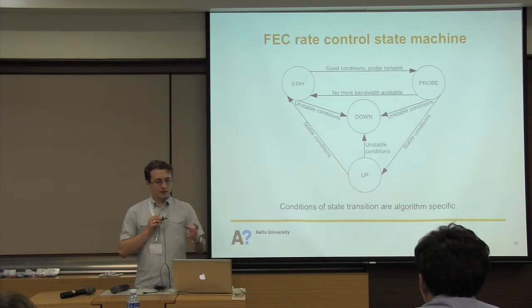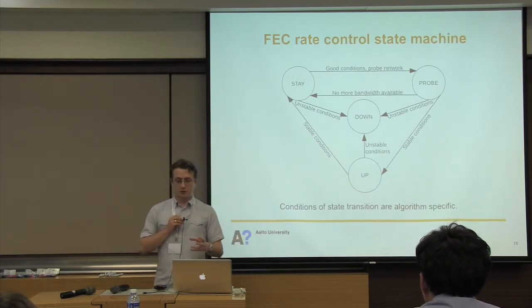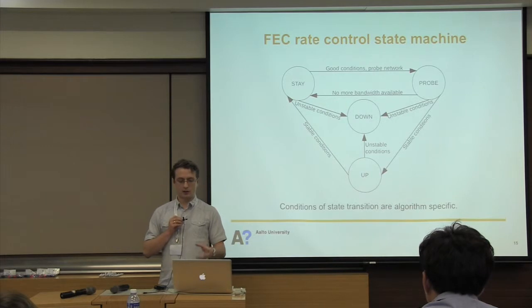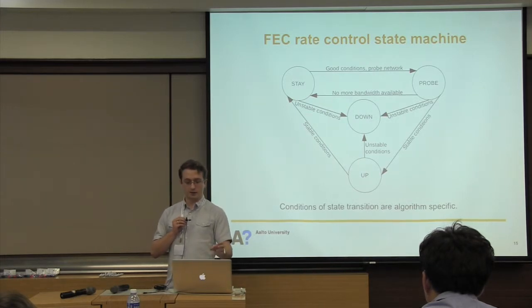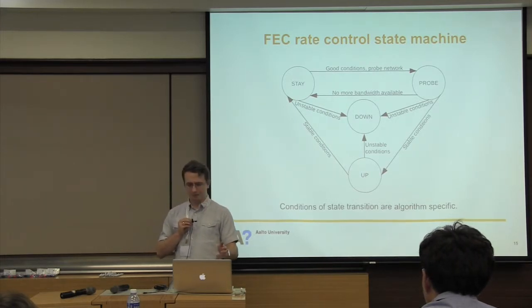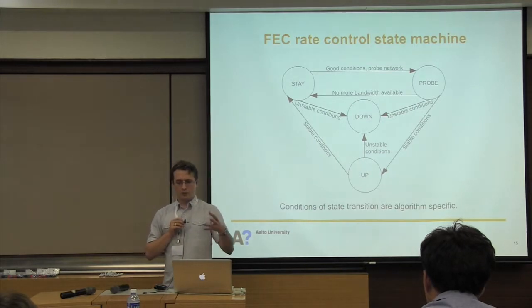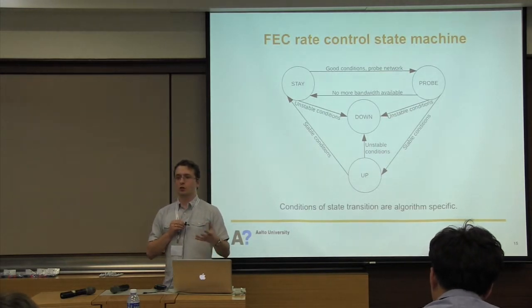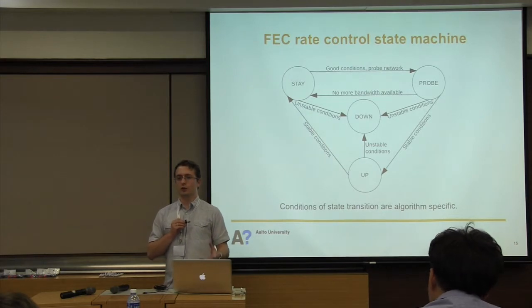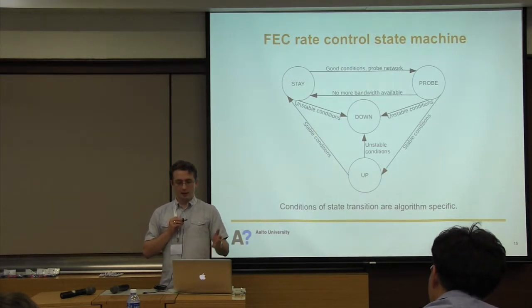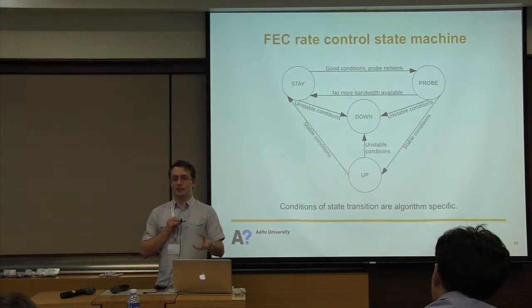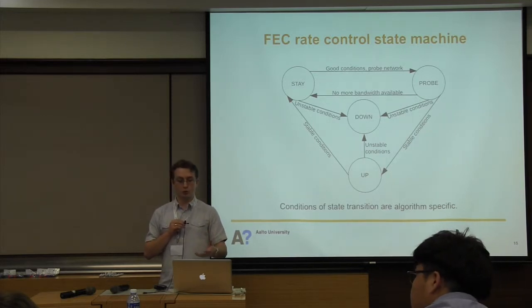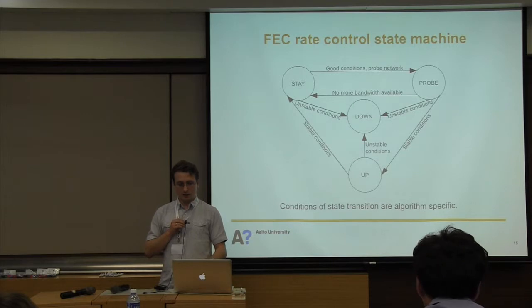The state machine for this FEC rate control system has the four states that I mentioned: stay, probe, up and down. We don't want to define the conditions for the transitions between the states. We want to make them algorithm specific, so that the idea is kind of generic, and any congestion control algorithm can use it and define its own settings.